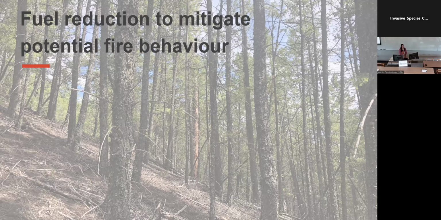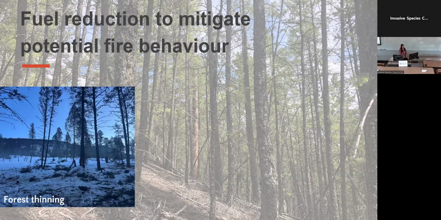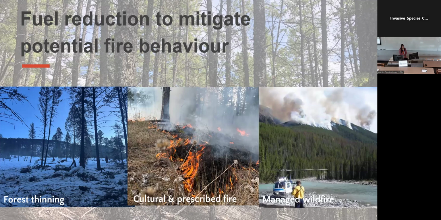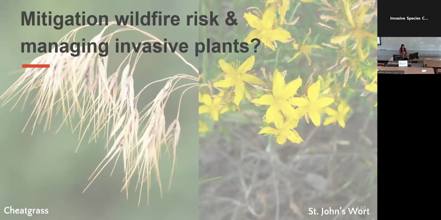So we know from a fuels and fire behavior perspective that there's a number of evidence-based measures that allow us to mitigate potential fire behavior by removing fuels from these ecosystems. So these include things like forest thinning operations to remove overstory fuels, cultural and prescribed fire to reduce surface fuels, and managed wildfire, which occurs when a natural ignition ignites on the landscape and we allow it to burn up to designated perimeters for ecological values. However, all of these in their own way can also create opportunities for invasive plant species to proliferate, which complicates management decisions. In particular, at these sites near Tobacco Plains and in the Galtons Range, we're interested in mitigating wildfire risk while managing for invasive plants and habitat.